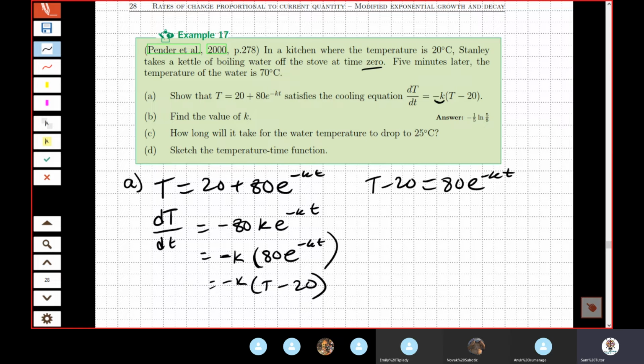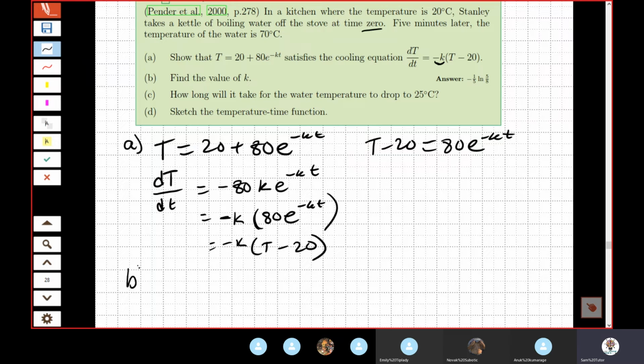You have to write d capital T on dt. It didn't matter with y's. It matters here because it's applied. All right, easy one mark. Part b. Any questions about that?